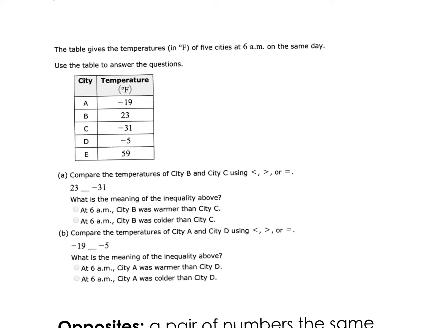All right, let's deal with some temperature here. The table gives the temperature in Fahrenheit, good, none of that Celsius nonsense, of 5 cities at 6 a.m. on the same day, so early in the morning. City A was negative 19, City B 23, City C negative 31, City D negative 5, and City E's a nice 59 degrees. I go outside in the morning and drink my coffee if it's above 55, so City E, and I do it before 6 a.m. City E would be the only one I'd be outside in.